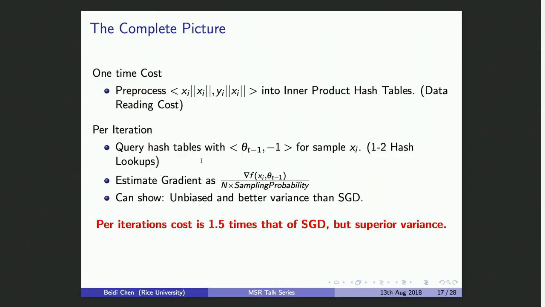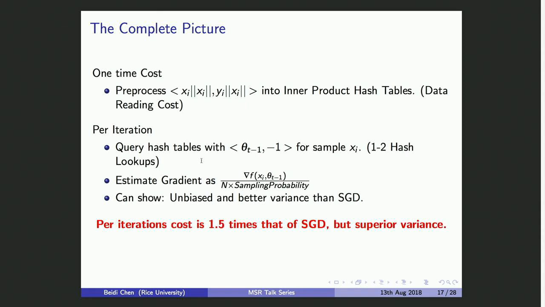Remember what we want to do? We want to sample with probability proportional to the gradient norm. And now we're sampling with probability monotonic to the gradient norm, which is a much better algorithm than regarding each sample equally, like SGD is doing. And there's only a little bit of extra cost. It's only 1.5 times what SGD is doing.